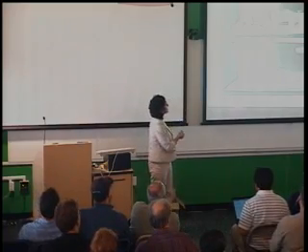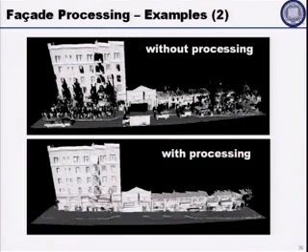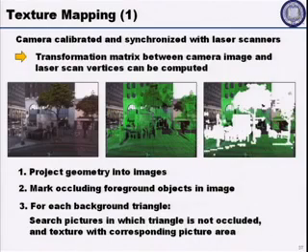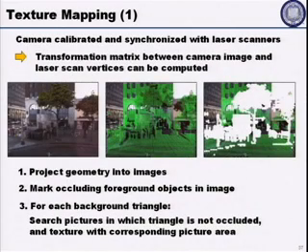So this shows without processing and with. There are a few other examples that I haven't included here. And next, we move on to what I just talked about, texture mapping these images. I showed the video already ahead of time, but here's the basic idea.